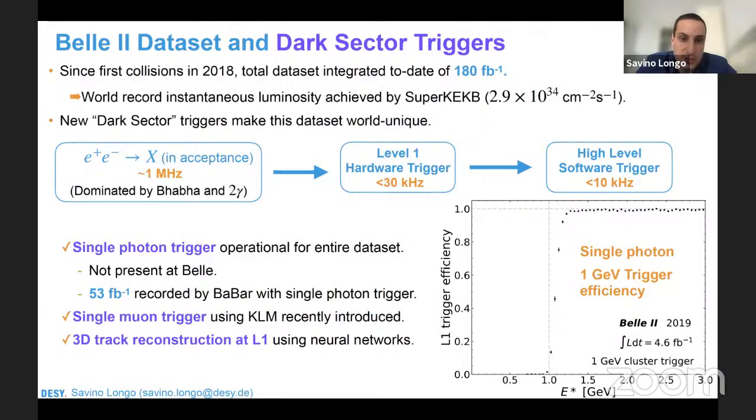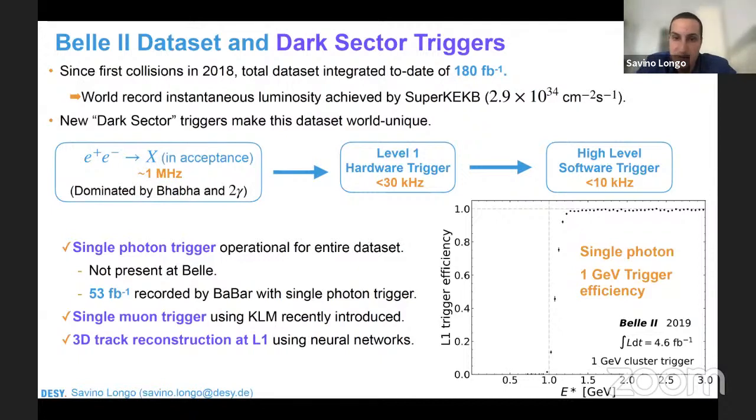Now, what's unique about this data set is we've added new dark sector triggers for the majority of this data set to save these unique low multiplicity final states. If we look, for example, at the rate of having particles in our acceptance from the collision, this can exceed 1 megahertz and is completely dominated by Bhabha and two-photon physics. And this is too high for our DAQ system to handle.